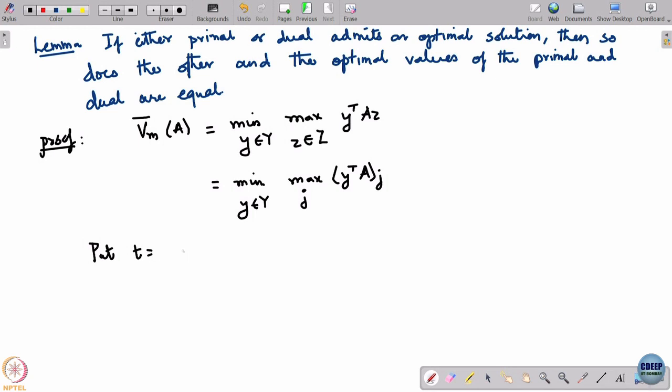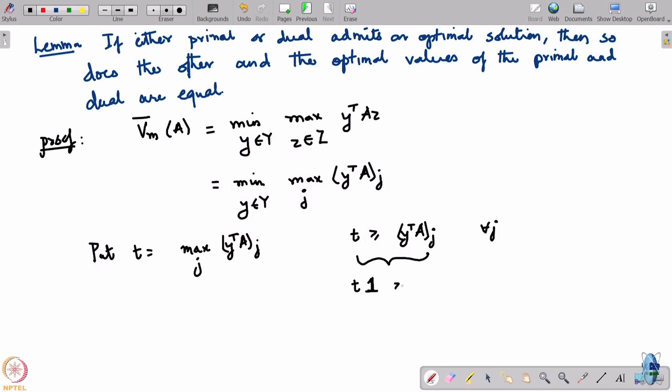So now suppose for the moment I put t as this quantity, which is max over j of y transpose A j. Then it has to be that t is greater than or equal to y transpose A j for all j, because t is the maximum. One way to write this whole thing is to multiply t with a vector of 1s, so t times 1 transpose is greater than or equal to y transpose A. This is a compact way of writing what I already have here.